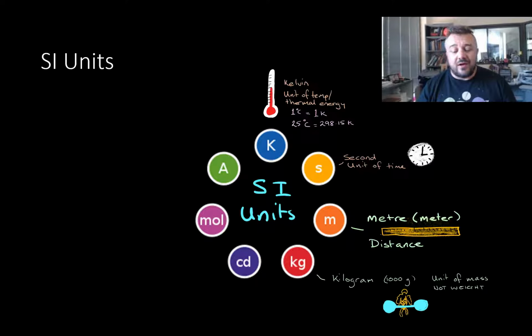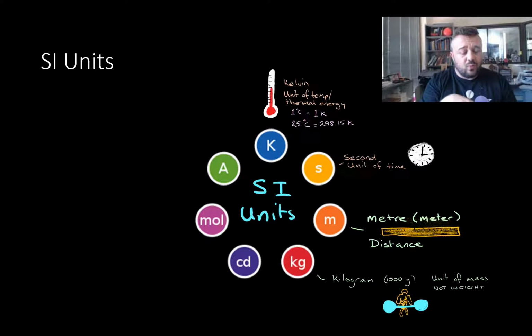So kilogram, this is an interesting one. I'll show you why. Kilogram is 1,000 grams. Our SI unit, our base unit, is kilogram, even though it has the prefix on the front. It's a unit of mass, not weight. Weight is force due to gravity.